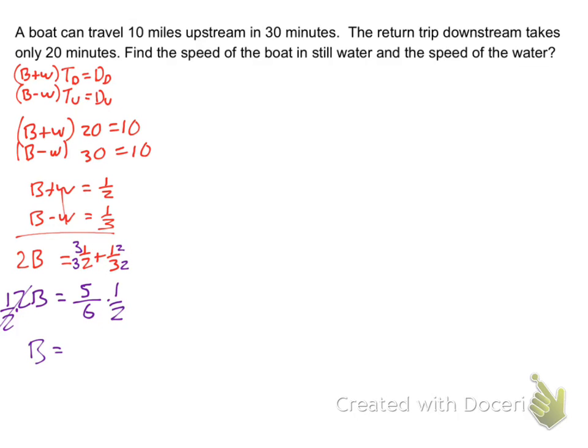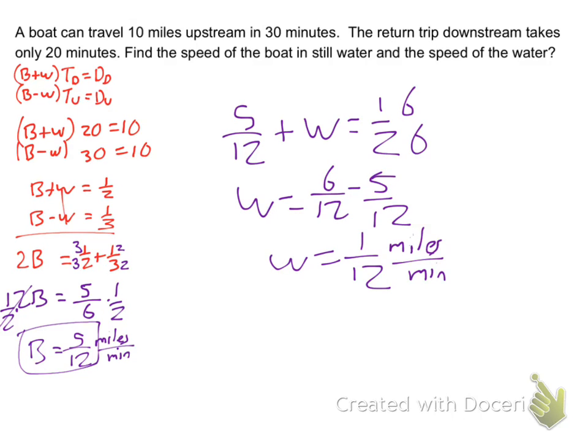And so B is equal to 5/12. You know what B is? 5/12. That's 5 miles per 12 minutes, or 5/12 of a mile per minute. You've got to plug that back in and solve for W. Easily done, right? You just have to make sure to work with your fractions correctly. Any questions? So by plugging back in there, you get W is 1/12 miles per minute, or 1 mile per 12 minutes.